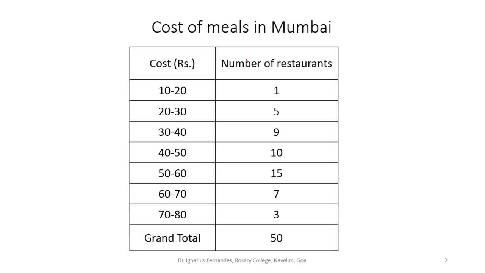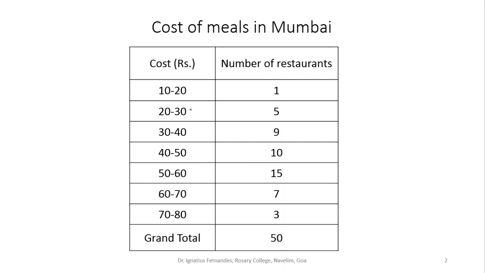Now this was one data set that we had considered here. This was the cost of meals in those 50 restaurants in Mumbai, and we had put this into this table, ranging from 10 to 80, classes were 10 to 20, 20 to 30, and so on. Now, what this number of restaurants here represents is the frequency.